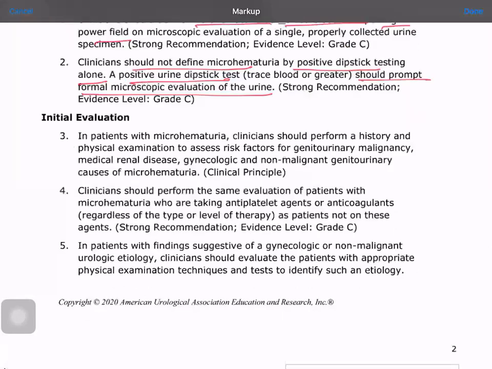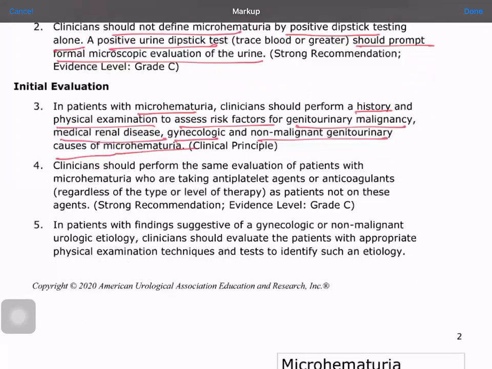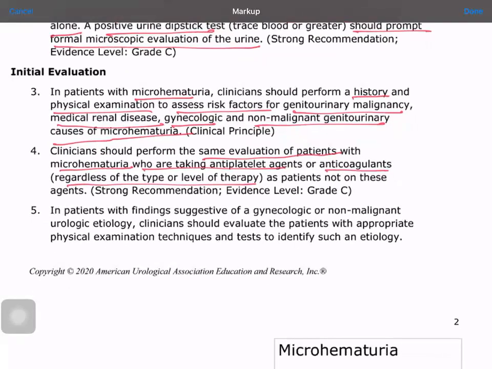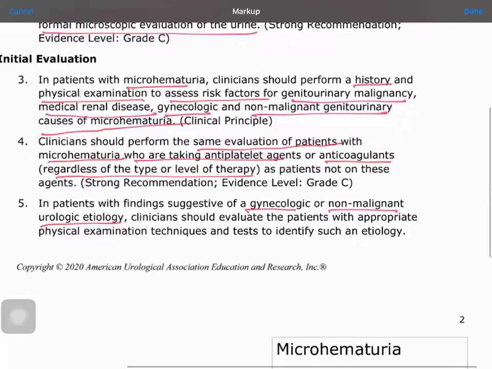For patients with microhematuria, you have to take a proper history and physical examination. We have to assess the risk factors for genitourinary malignancy, medical renal disease, gynecological or non-malignant genitourinary causes of microhematuria. We should perform the same evaluation in patients who are taking antiplatelet agents or anticoagulants, as I already discussed. For patients suggestive of gynecological or non-malignant urological causes, the clinician should evaluate with the appropriate physical examination and tests.